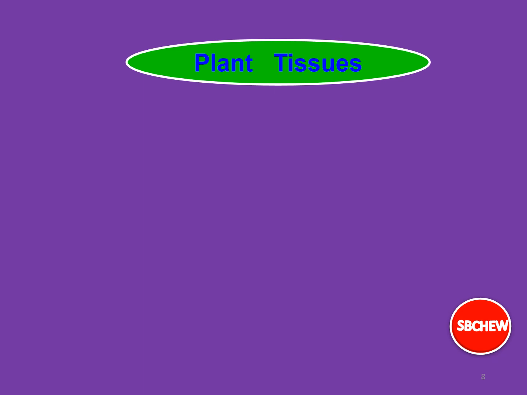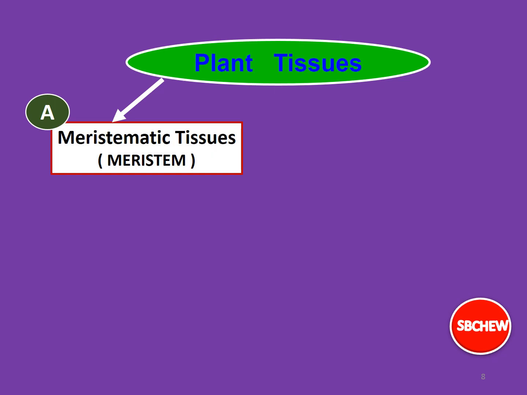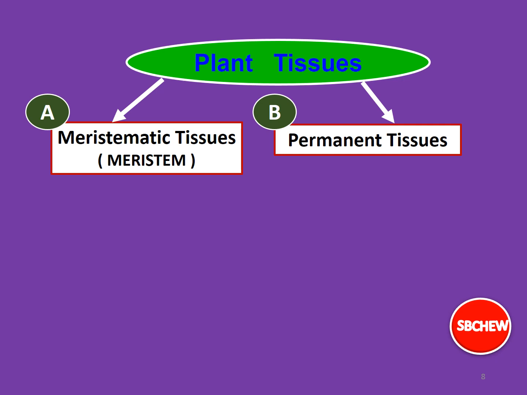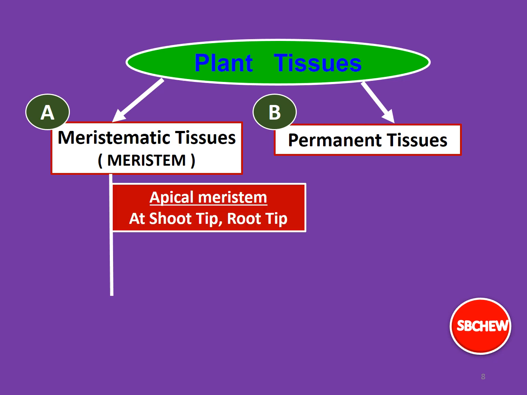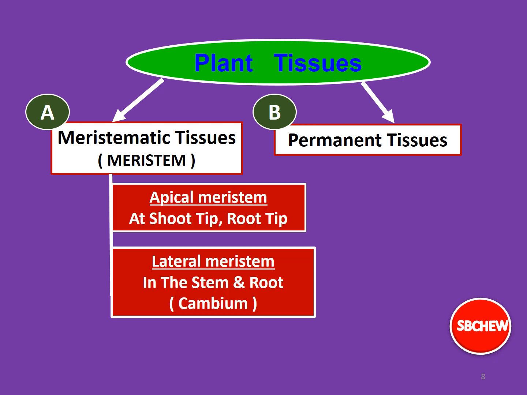Let us start to discuss the types of plant tissues. There are two main types of plant tissues: the meristematic tissues or meristem, and the permanent tissues. We'll start with A, meristematic tissues or meristem. This tissue is divided into two main types, apical meristem and lateral meristem.